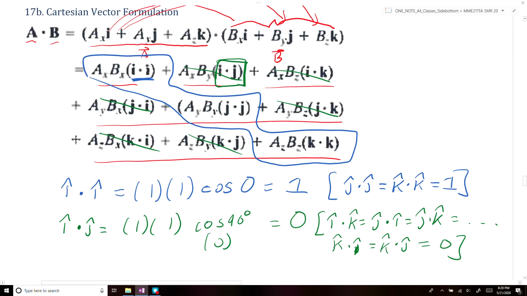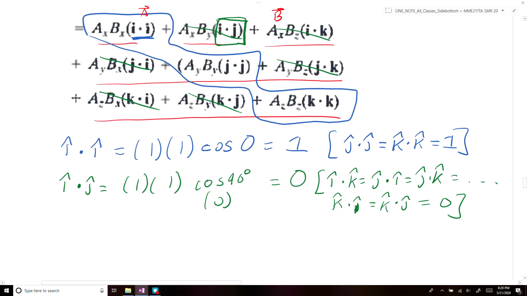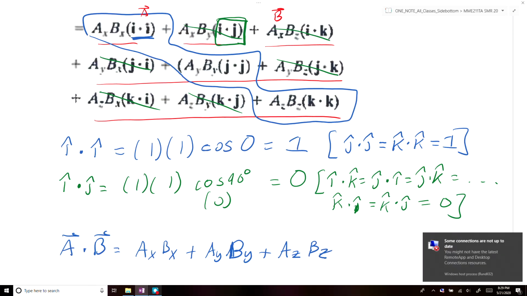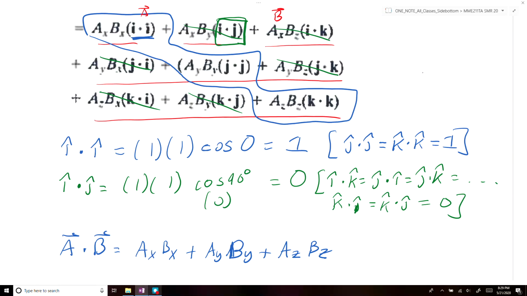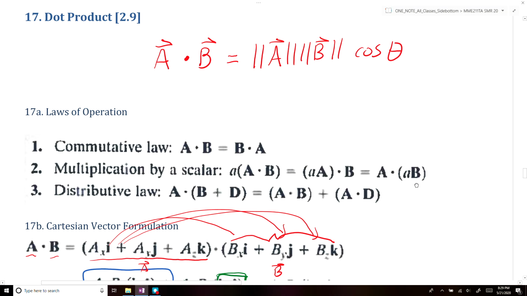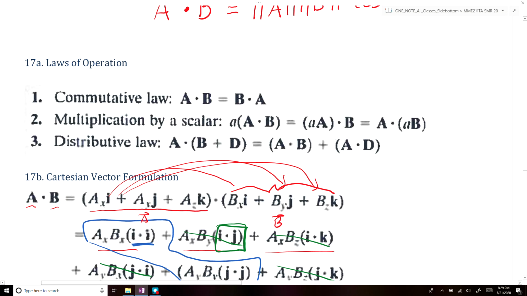What that ends up being is that the dot product between two Cartesian vectors A and B is equal to the sum of the products of their x components, plus the product of their y components, plus the product of their z components. So that is how you can calculate the dot product between any two Cartesian vectors, and we gave the basic definition of a dot product and some of the mathematical laws that apply to dot products.